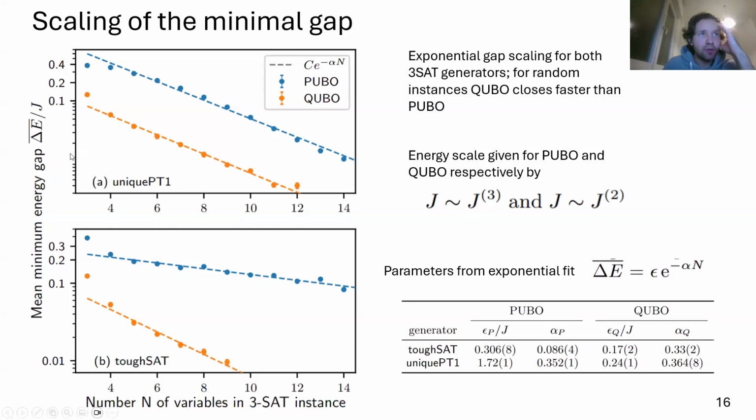The energy units on the y-axis are again given in terms of the relevant energy scales, which for the PUBO formulation is J3, the three-body interaction strength in the system, and for the QUBO formulation is J2, the two-body interaction strength. If we look at the actual fit data for these exponential gap closings, for the PUBO formulation, alpha is the coefficient of the exponential gap closing. We see that for unique PT1, they are very similar. Within the error bars, they could be the same.